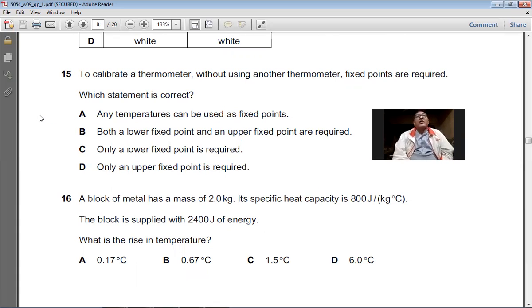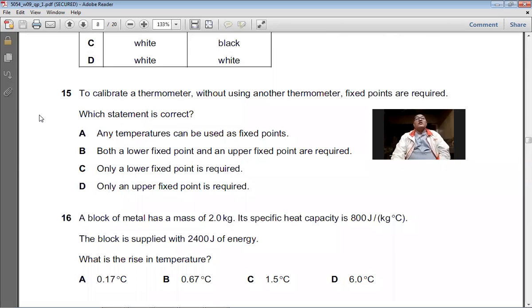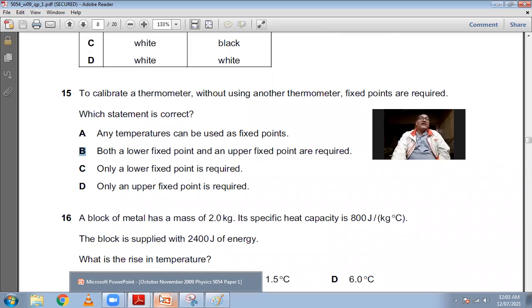To calibrate a thermometer without using another thermometer, fixed points are required. Which statement is correct? Any temperature can be used as a fixed point. No. Both a lower fixed point and an upper fixed point are required. Yes, that's true. But only a lower fixed point is required? No. Only an upper fixed point is required? That's wrong. Both a lower fixed point and an upper fixed point are required. I think that is the right answer.